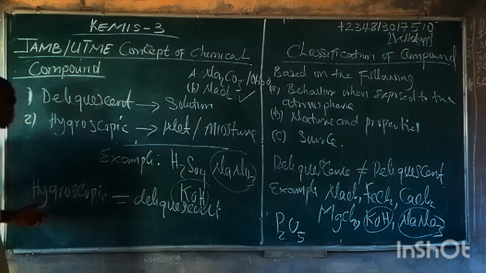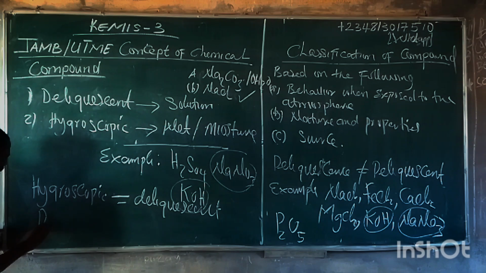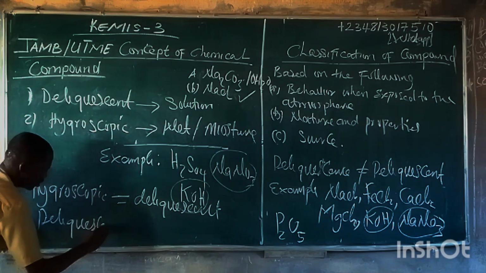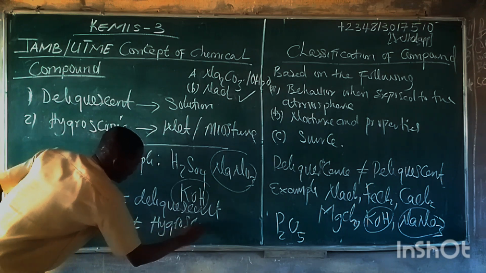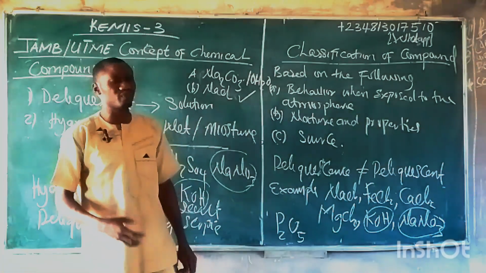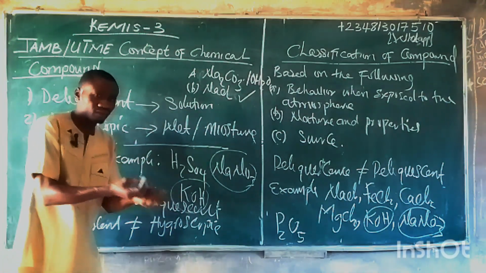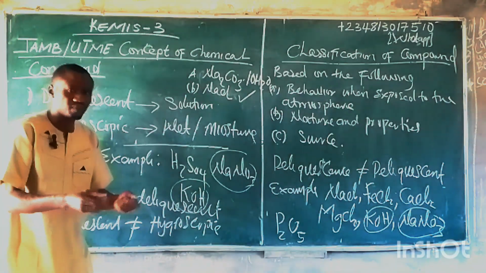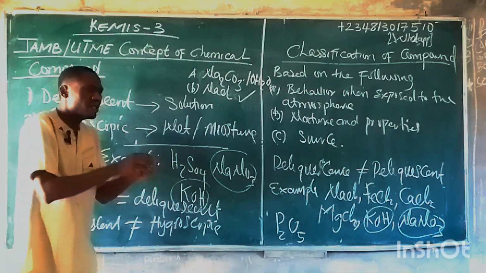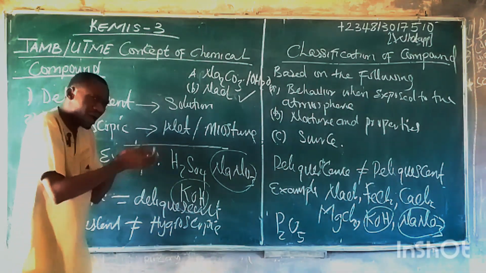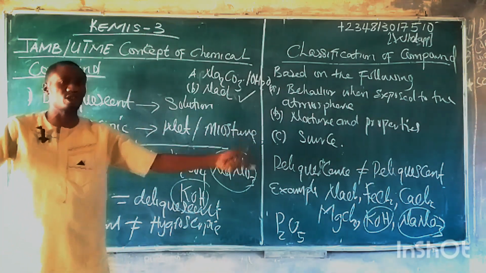It means that a hygroscopic substance can eventually become a deliquescent substance, but a deliquescent substance will never be a hygroscopic substance. You know why? Have you played when you were little? You take some mud and try to add water to it and mix it. Do you notice that when you mix in a little water, it becomes wet and moist? Are you with me now? When you add a lot of water to it, it becomes too much, it becomes a solution.